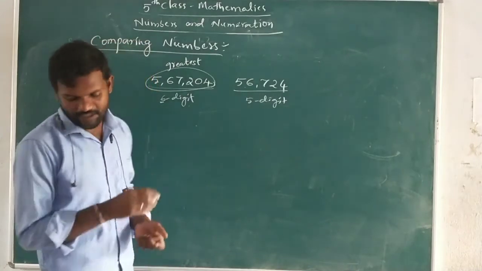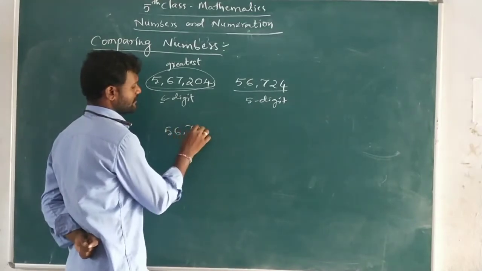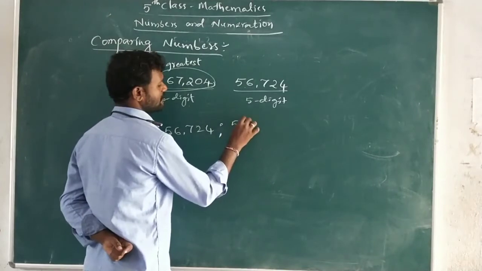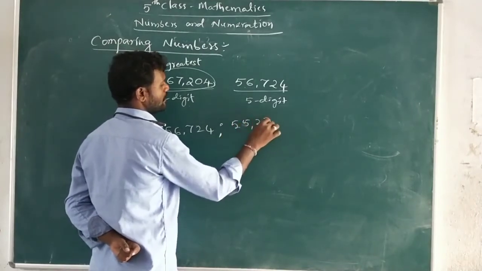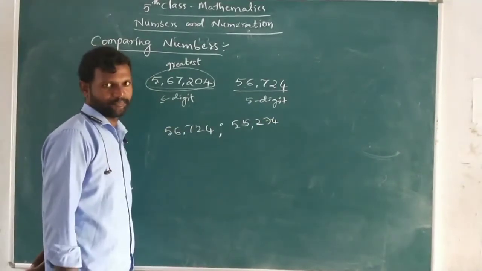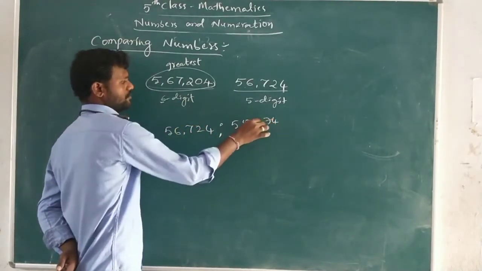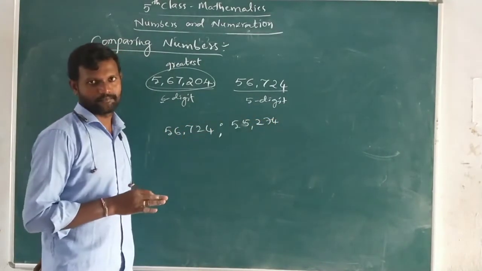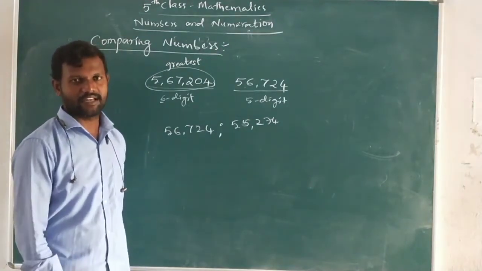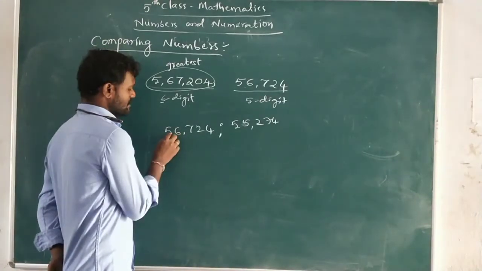Now if the numbers have the same number of digits, for example 56,724 and another number 55,274. Which is bigger and which is smaller? Count the digits first: 1, 2, 3, 4, 5 and 1, 2, 3, 4, 5. Same. So if there is the same number of digits, then how can we find the smallest and greatest numbers? Start from the first digit.